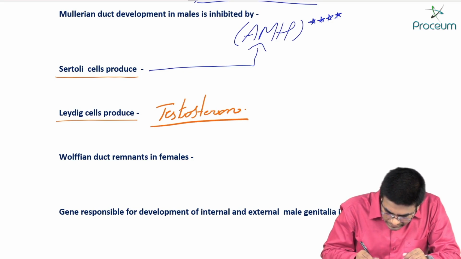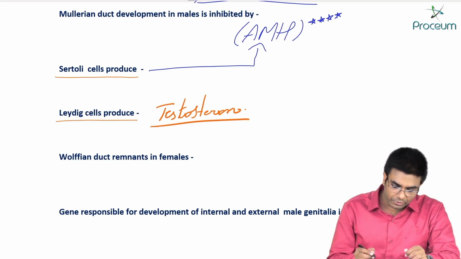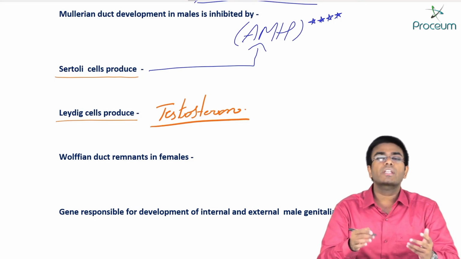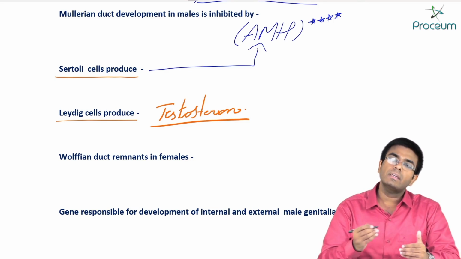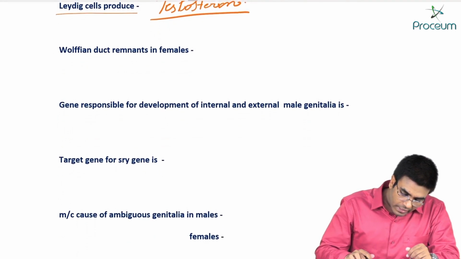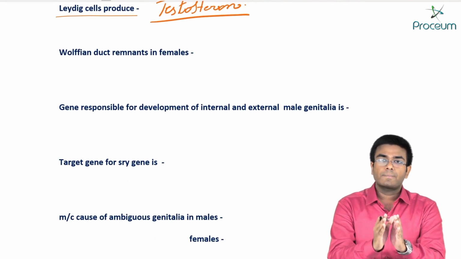Okay, this is the recent MCQ in December 2019. The interstitial cells of Leydig produce testosterone. Or, testosterone is produced by which cells? The interstitial cells of Leydig, which are present in the testis. Now, you guys, the Mullerian duct should express only in females.